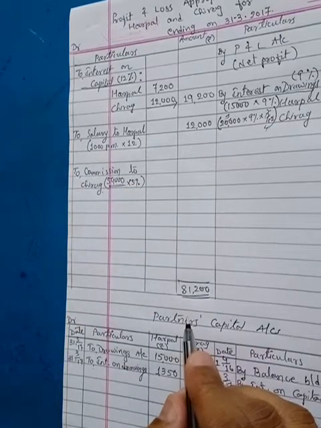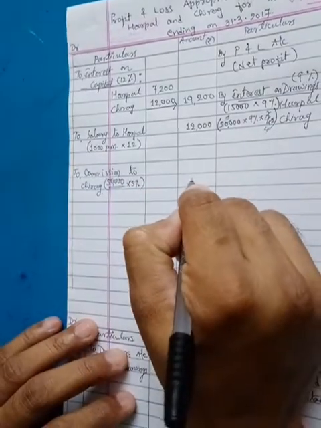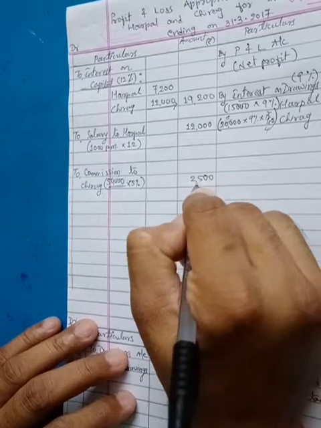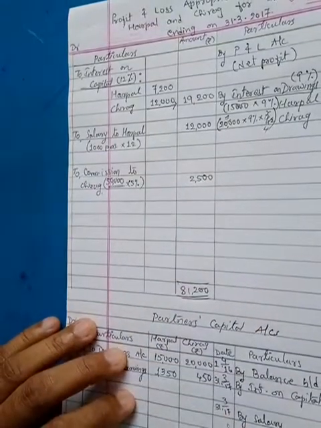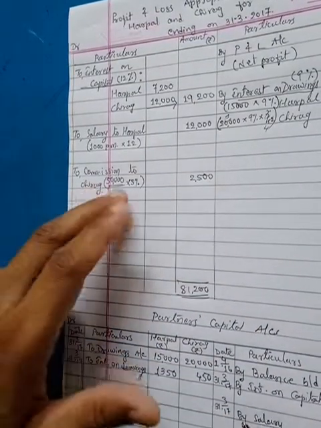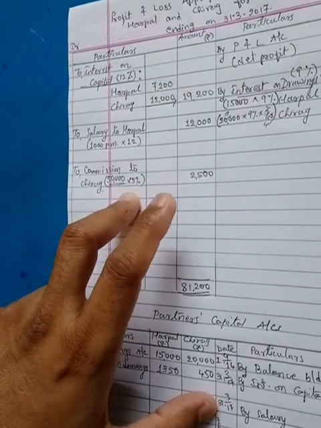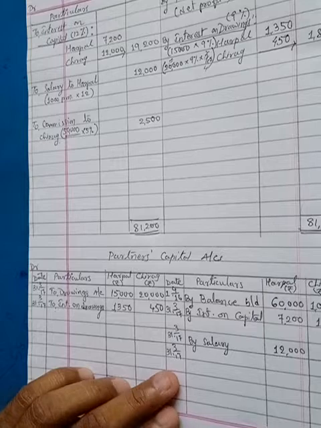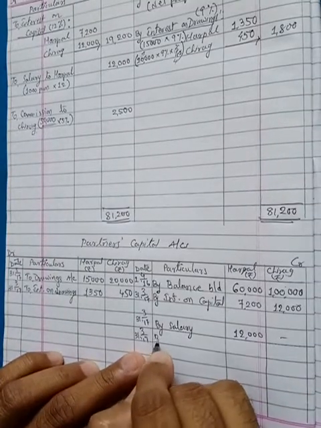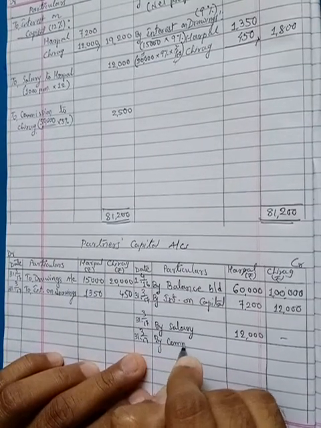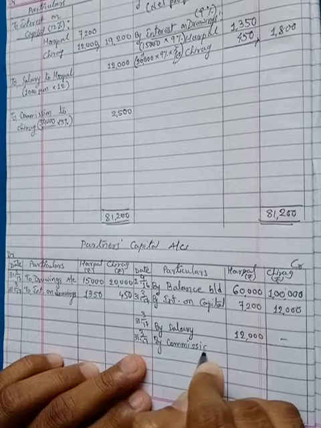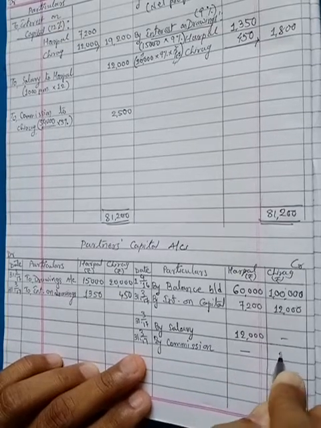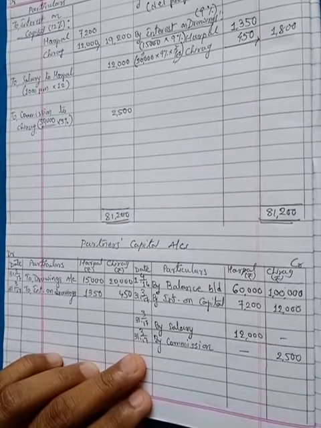So 50,000's 5% comes to 2,500. This is your commission value to Chirag. And its second effect is recorded in the partners' capital account on the credit side over here, by commission, and the amount in the column of Chirag is 2,500.